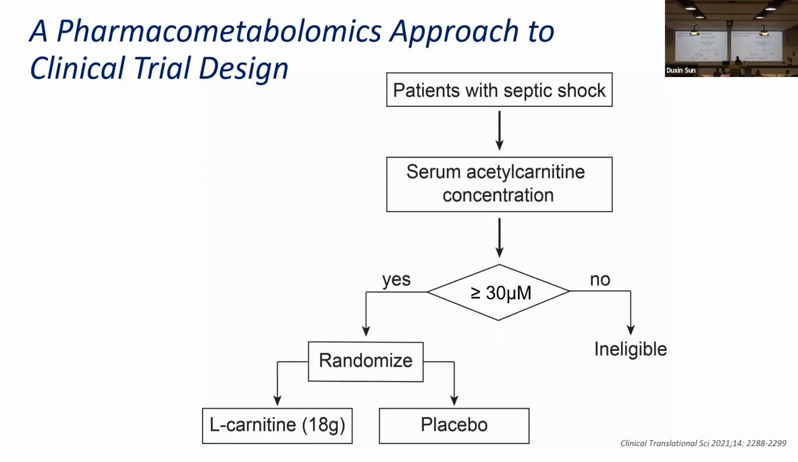If we could use a pharmacometabolome approach to develop an enrichment strategy for patient enrollment into a clinical trial, it could look something like this for L-carnitine, where you have patients with septic shock, you measure their acetylcarnitine concentration. For patients who have an acetylcarnitine concentration that's greater than or equal to 30 micromolar, those patients get randomized. And so that would enrich the trial with potential responders to the drug. And we think about what we need to do differently for this group of patients.